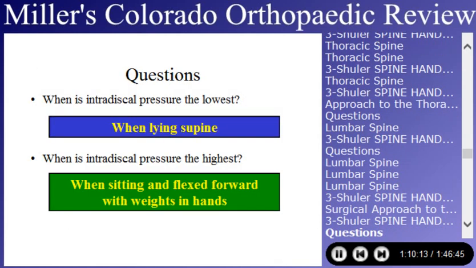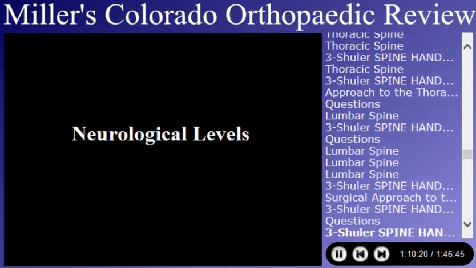Interdiscal, we already covered this. Supine, highest. Sitting, flex forward, weights in hands. Neurological levels, lower. L4, foot inversion.